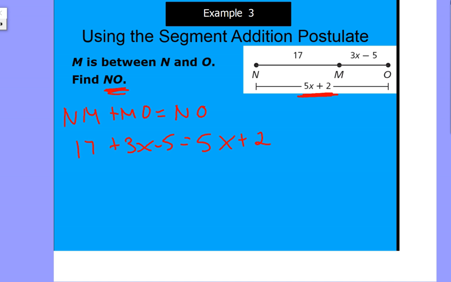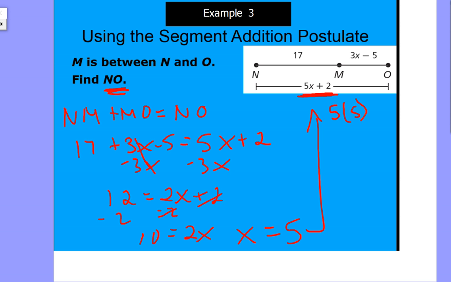Well, now this is just a basic algebraic problem in which we're solving for a missing variable. So if I subtract 3x over and combine 17 minus 5, I get 12 equals 2x plus 2. Subtract 2, and 10 will equal 2x, and x is going to equal 5. So that's the value of X, but it wants the value of NO, so please make sure to substitute right back in. 5 times 5 plus 2 is a value of 27 for NO.